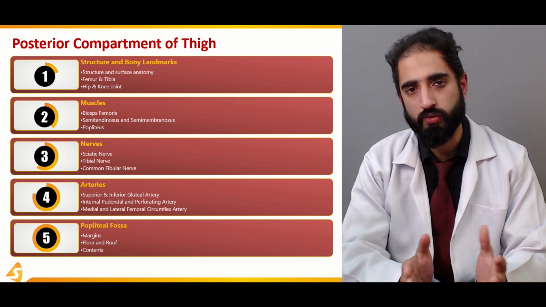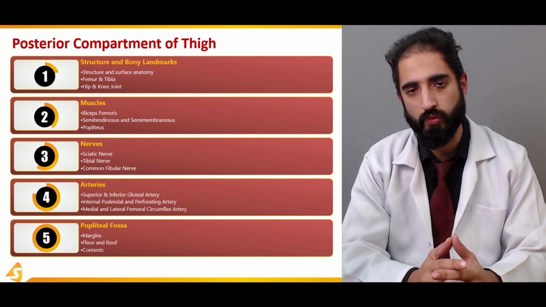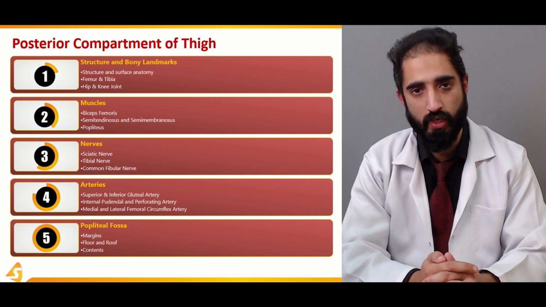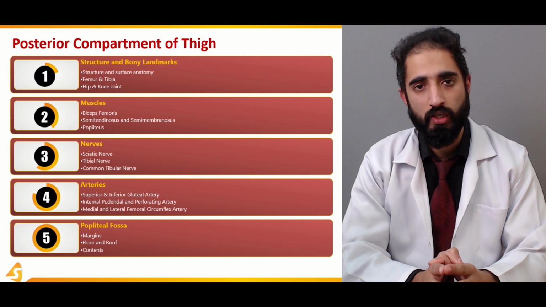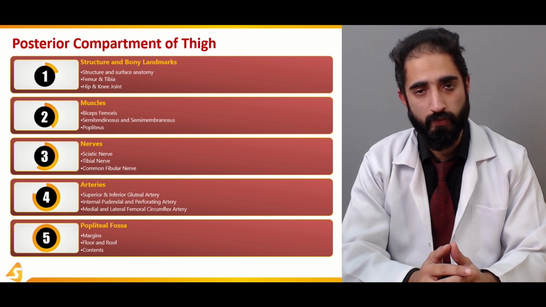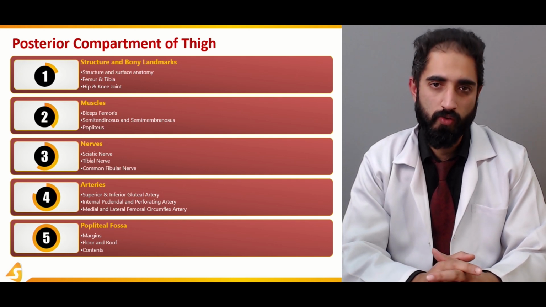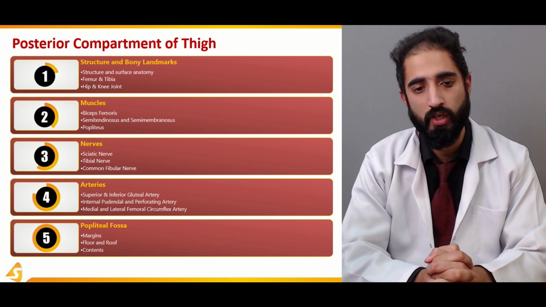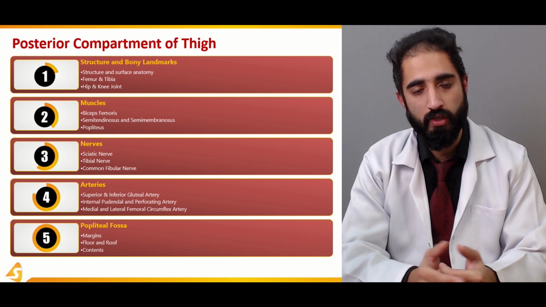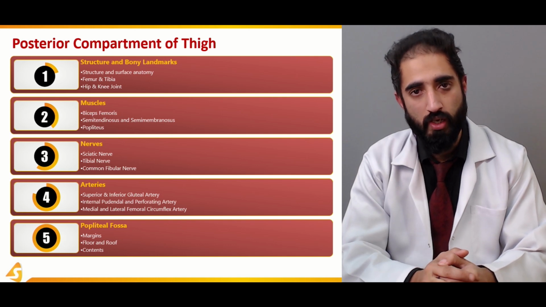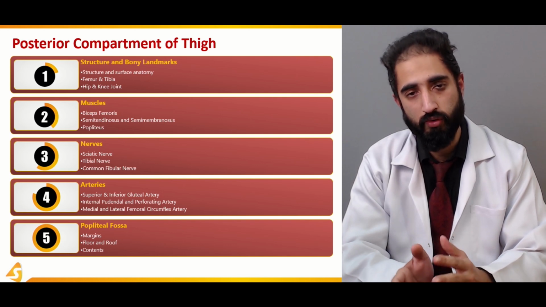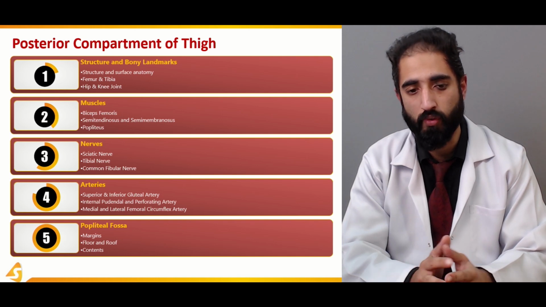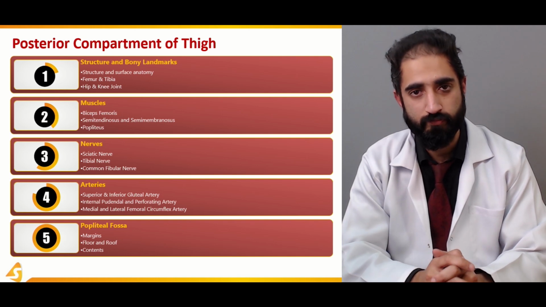In the nerves, we are going to talk about the major nerve which passes through the posterior aspect of the thigh, which is the sciatic nerve, and its two major distributions or branches, which are the tibial nerve and the common peroneal nerve. Moving on, we will talk about the arteries, in which we would talk about the superior and inferior gluteal artery, the internal pudendal and the perforating artery, and then at the end, we are also going to talk about the medial and lateral femoral circumflex arteries.